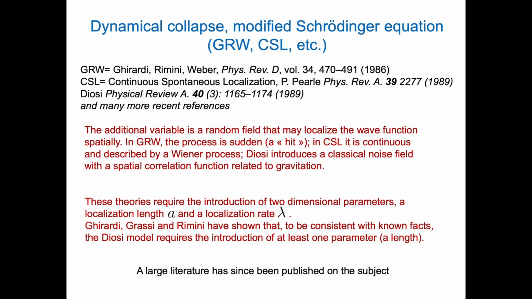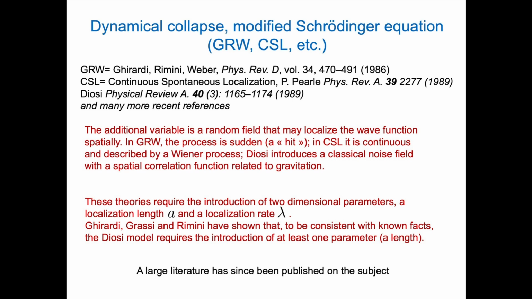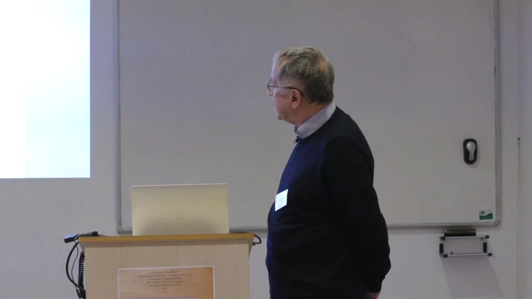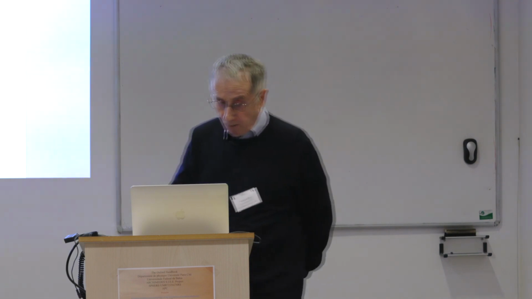Anyway, what is important to remember is that all these theories require the introduction of two new parameters. You have to introduce one length, the localization length a, and a localization rate lambda. My lambda has fallen down by one line for some reason, because we're in the basement. These theories make predictions that may differ from standard quantum mechanics, which is kind of nice because it can stimulate experiments. And actually, around the world, there are something like 5 or 6 experiments trying to see the effect of this dynamical collapse. There is a large literature on the subject, which I'm not going to review.